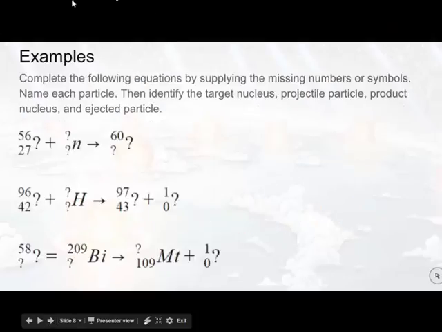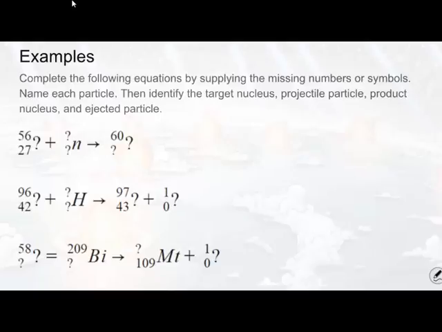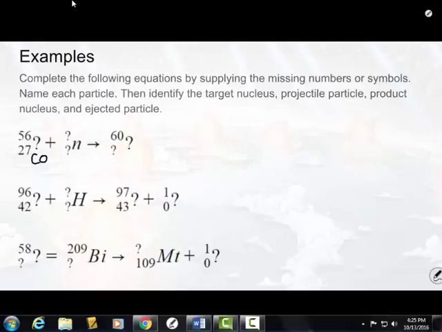Okay, let's try another example. So here we want to complete the following equations by supplying the missing numbers or symbols, and then we want to name each particle that we produce and identify whether we have a target nucleus, a projected particle, a product nucleus, or an ejected particle. So let's try the first one. Our first question mark, we have to figure out what element is 56 over 27. We look at 27 on our periodic table, and 27 is cobalt. So I'm going to write right below what it is. So it should be cobalt.